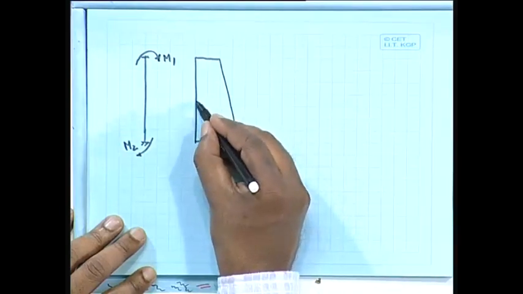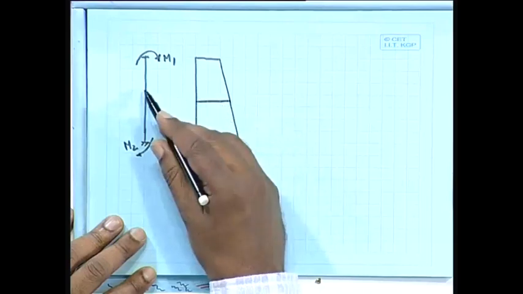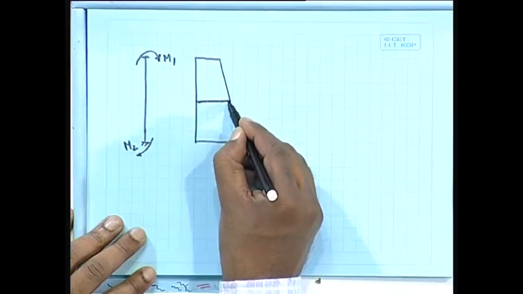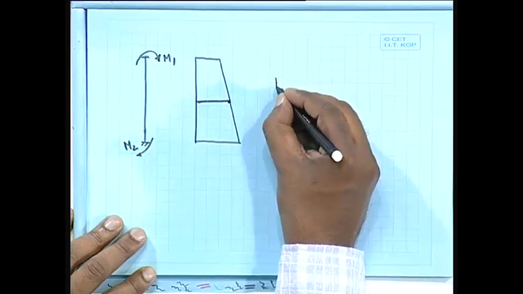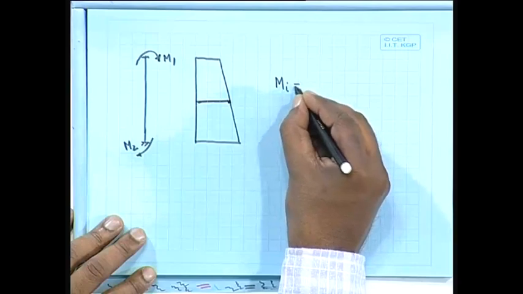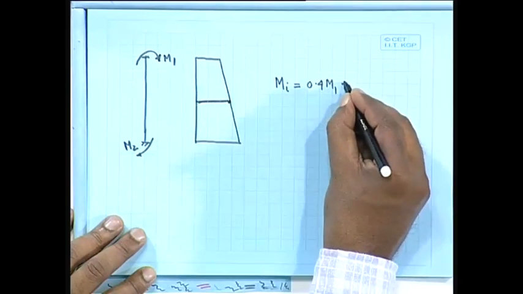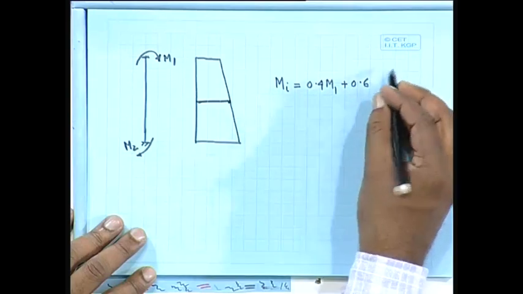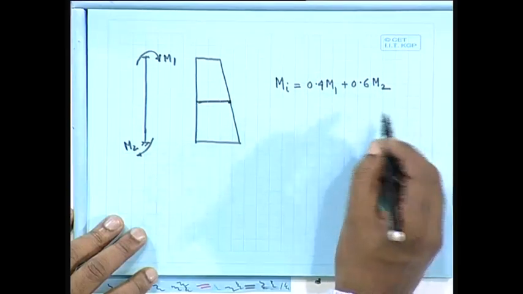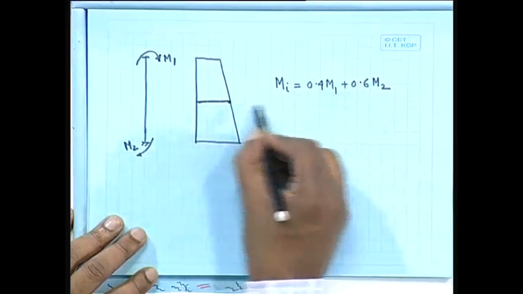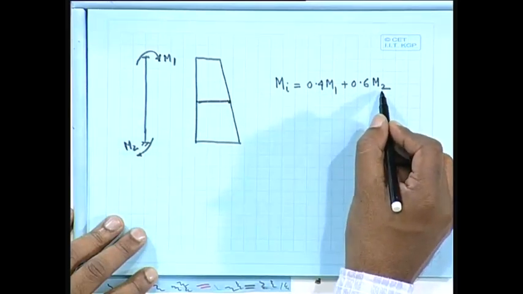So, we have to find out the intermediate bending moment. We shall find out the intermediate bending moment here, and that intermediate bending moment, what we take, that is Mi equal to 0.4 M1 plus 0.6 M2. This is the value we have to take, that means at this point we shall take 40% of this and 60% of that.